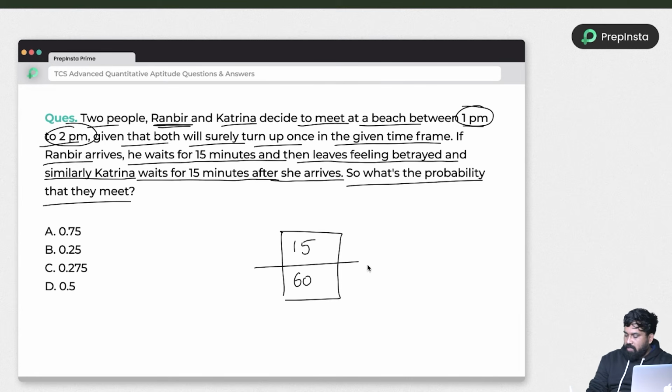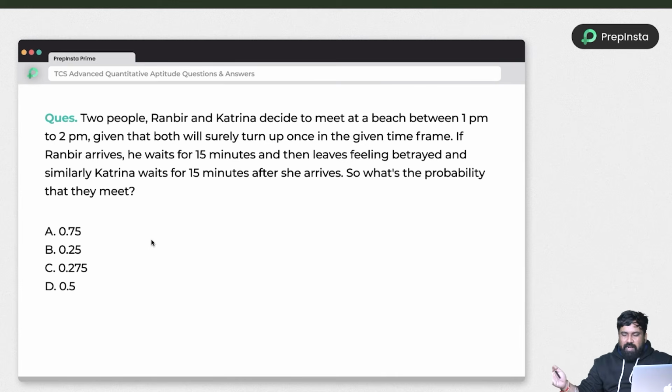So 15 by 60, which is nothing but 1 by 4, which is nothing but 0.25. Many people will think 15 plus 15, but that's not the correct answer. Actually only 15. Any person will come and wait for 15 minutes, that is the favorable time, or else they won't meet. Okay, like this, 1 by 4 is nothing but 0.25. I don't want to expand this more. It's a very simple problem, but problems look lengthy, that's it.